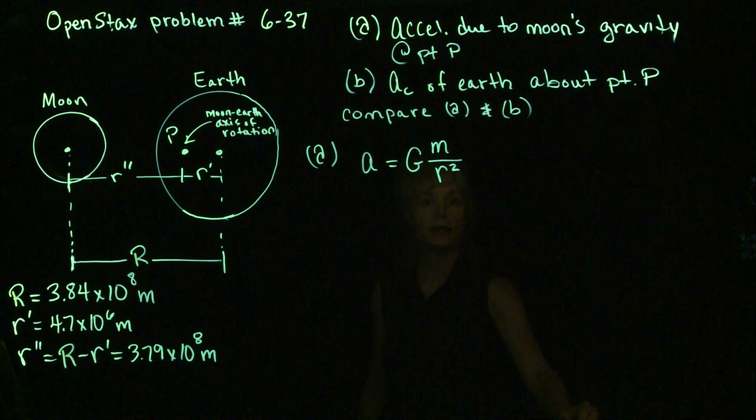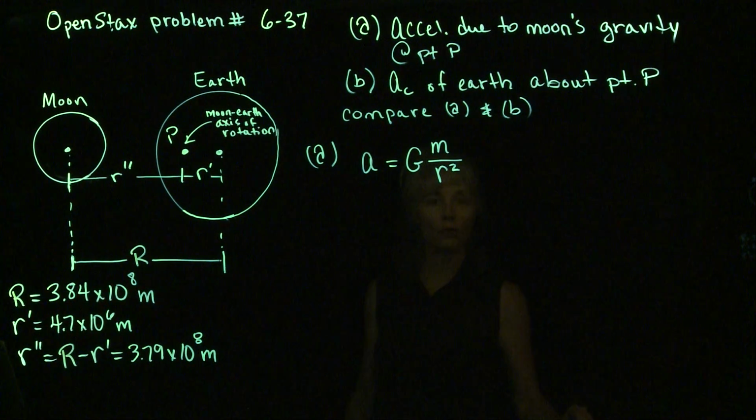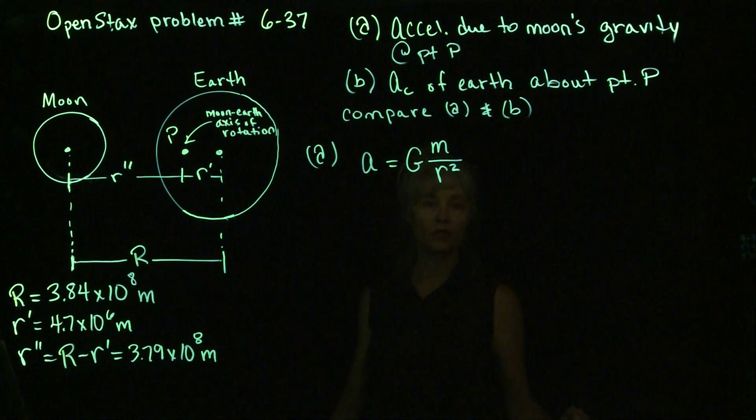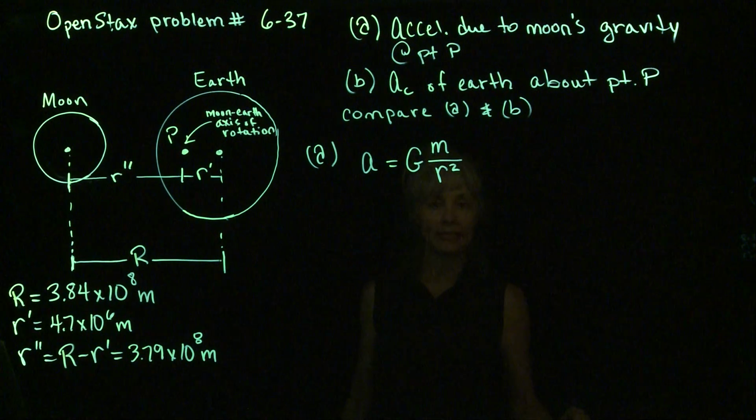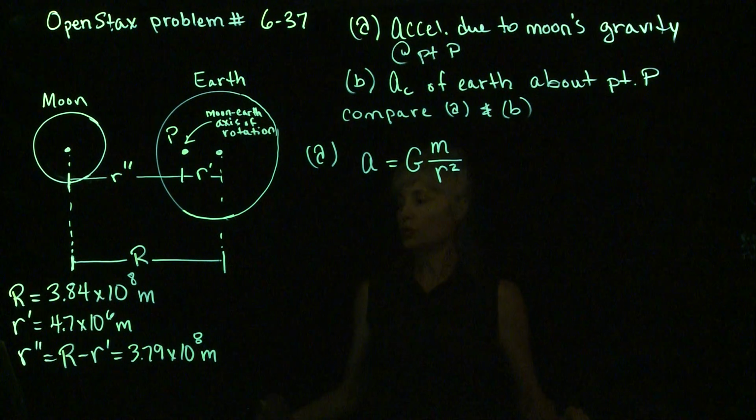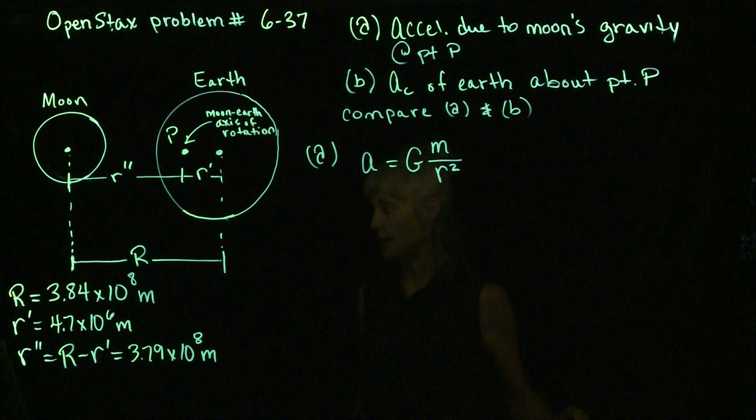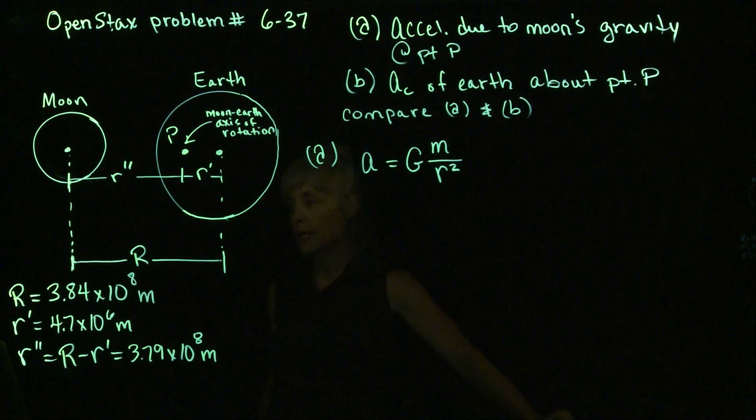Hello and welcome back. In this video, we're going to solve one of the problems from the back of chapter 6 in your OpenStax book, and that's going to be problem 6-37. So if you get your textbook or look at it online, it'll read, the moon and earth rotate about their common center of mass, which is located 4,700 kilometers from the center of the earth. That is about 1,690 kilometers below the surface of the earth.